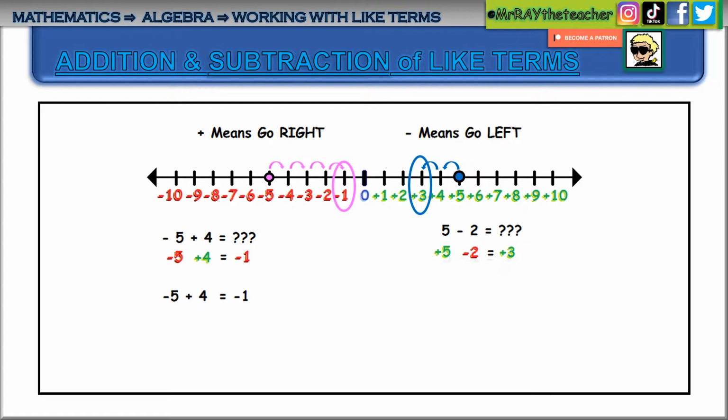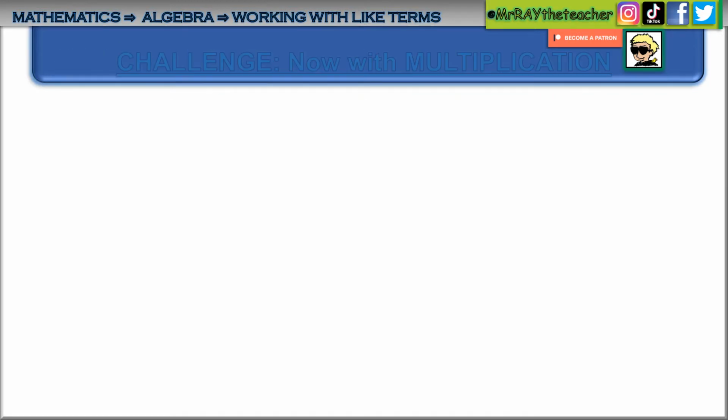You don't have to say positive 3. When you say 3, it's implied. So that's why here we've got no plus in front of it. But here, if it's negative, we need to differentiate, as in make a difference between a positive and negative number. You do have to put the minus sign. So now let's do a challenge with multiplication.